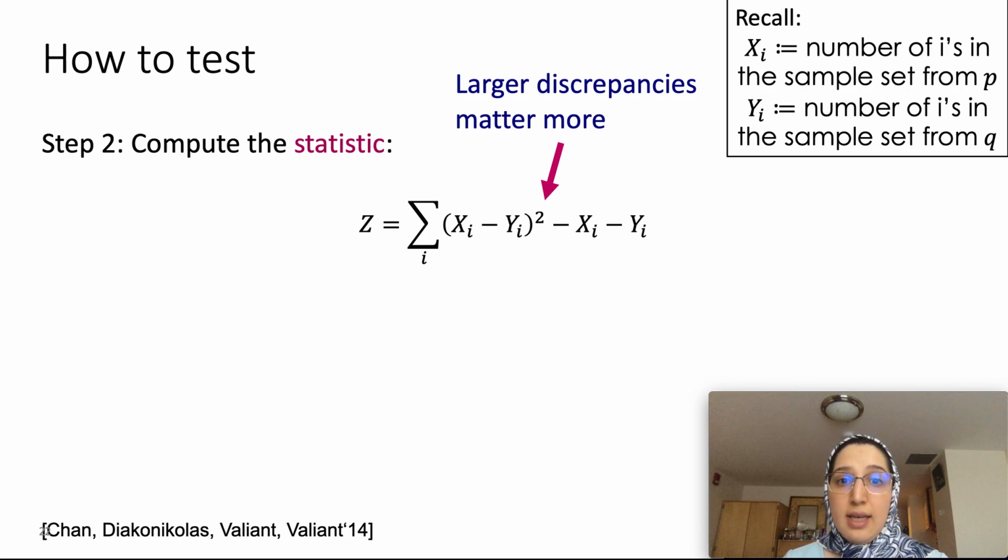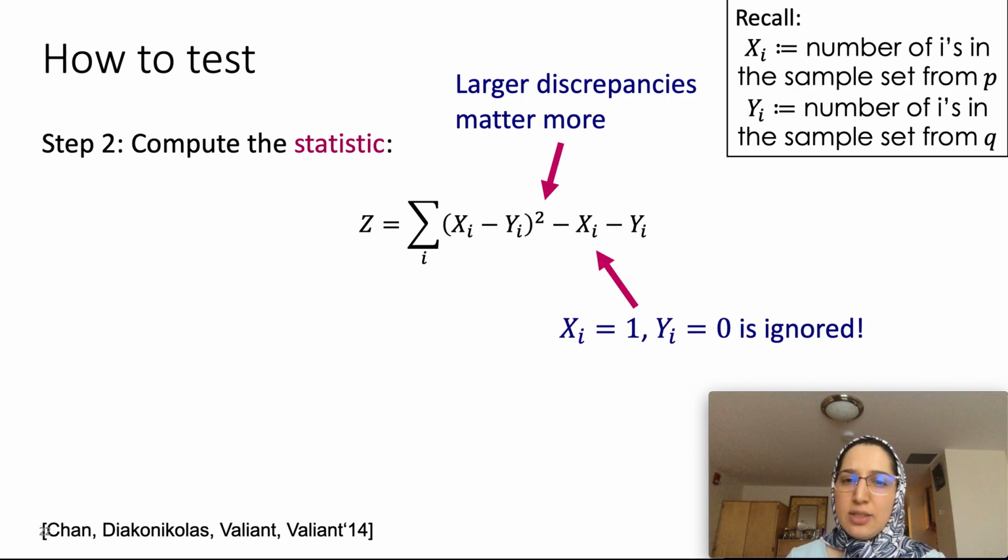Basically what it does is this exponent 2 essentially values the larger differences more. So if we see a larger difference, we notice that more. And this term at the end, minus xi minus yi, tells us we should not be very concerned about small discrepancies, or basically one specific discrepancy, when you have one element with frequency 1 according to one distribution and frequency 0 according to the other distribution. This statistic considers that as 0, as pretty much no discrepancy.